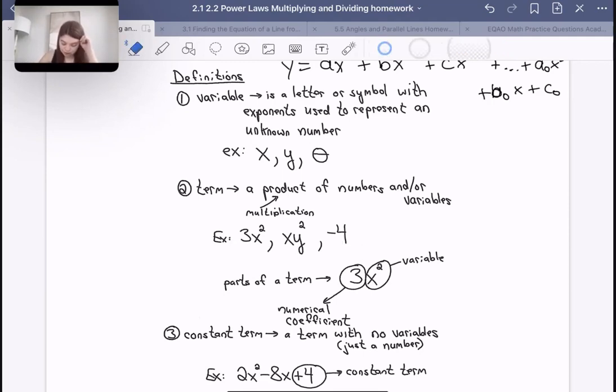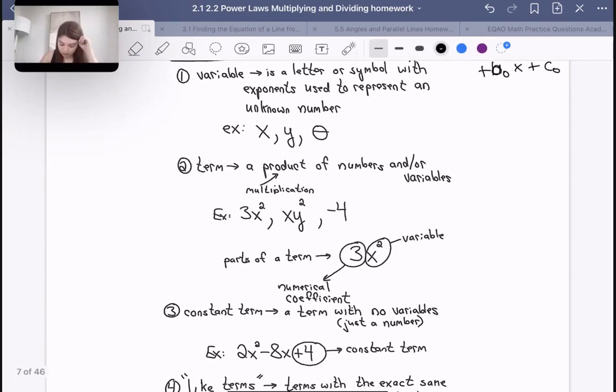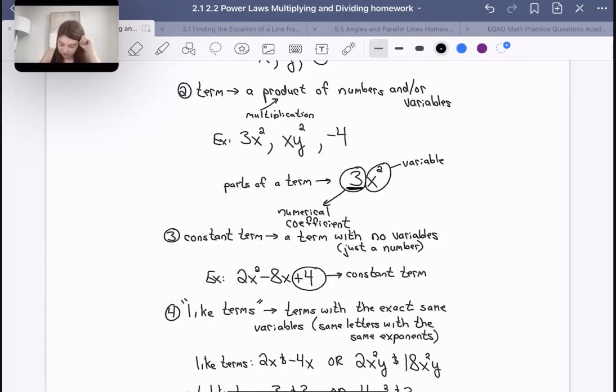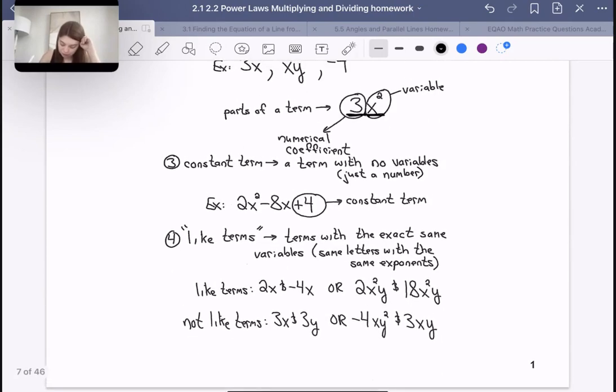This also counts as a term. Now there's two parts of a term. There's the coefficient, which is the number attached to the term that we're multiplying the variable by, and there's the variable part of it, which includes something like x or y or theta or anything else like that, and it can also have a power to it potentially. Now, a constant term is a term with no variable, so just a number. In this example, we have 2x squared minus 8x plus 4. This 4 is just a constant term because there's no variable attached to it.